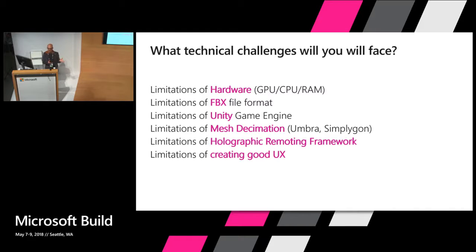Unity Game Engine is our tool of choice, obviously, for getting to the HoloLens. But we found that it had limitations if we wanted to get huge models to HoloLens. So we actually had to move away from Unity and develop something totally new. We also looked at mesh decimation technology as an alternative. And then the core for our technology here is called the holographic remoting framework.